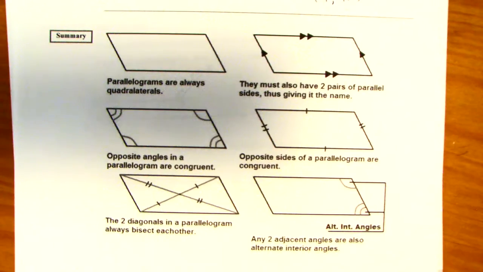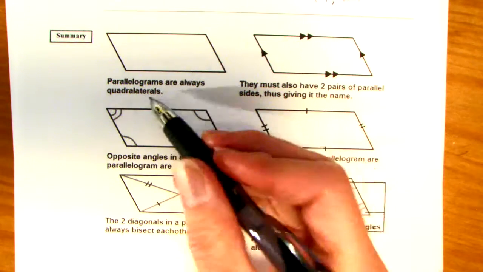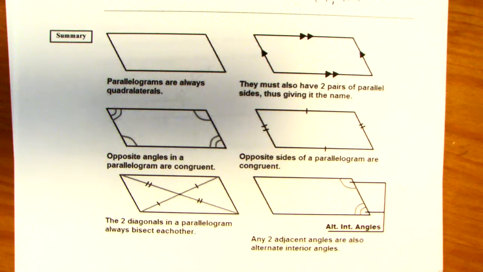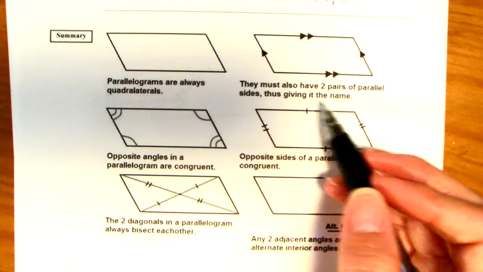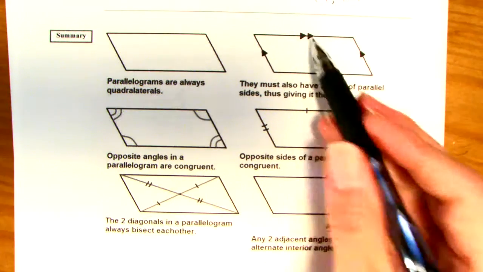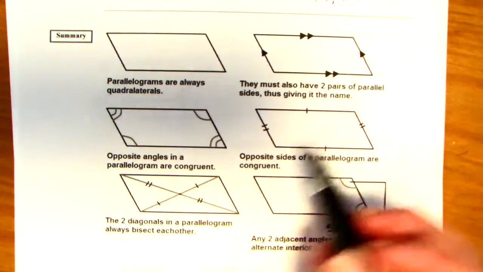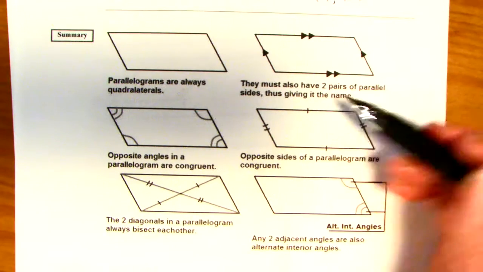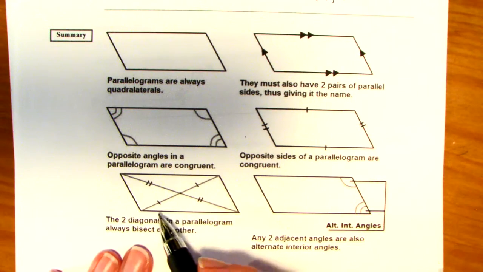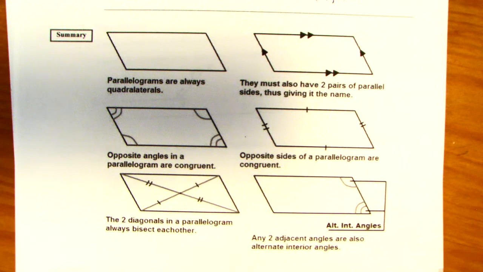Okay, so here's a nice summary. Parallelograms are always quadrilaterals. Remember, you get those questions that say sometimes, always, or never. They must have two pairs of parallel sides, thus giving its name. Opposite sides are parallel. Opposite angles are also congruent. Opposite sides are congruent. The diagonals bisect each other. They cut each other in half.